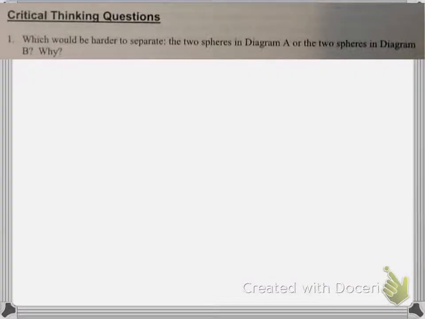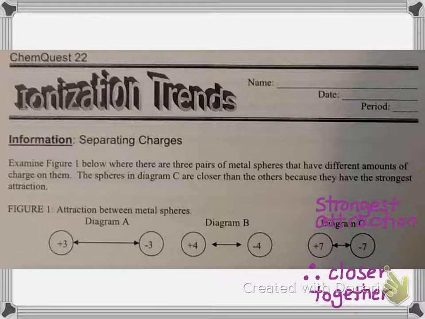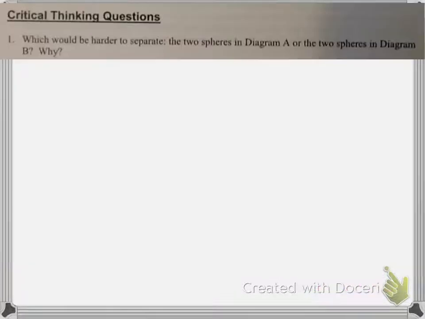Question number 1. Which would be harder to separate, the 2 spheres in diagram A or the 2 spheres in diagram B? Why? Well, again, which one would be harder to separate? Diagram B would be because there's a stronger attraction, which makes them harder to separate, plus they are closer together, which makes them harder to separate.